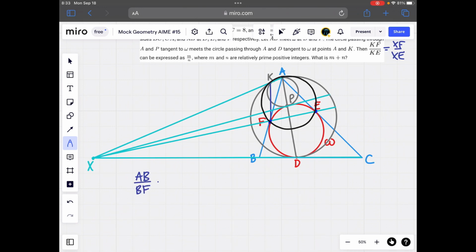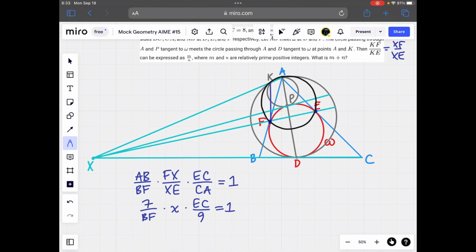And so we get AB over BF times FX over XE, which is exactly what we wanted, times EC over CA equals 1 by Menelaus's theorem. Now we know that AB is 7 and CA is 9. So we just have 7 over BF times XF over XE, which is what we want. I'll just call that little x, times EC over 9 equals 1.